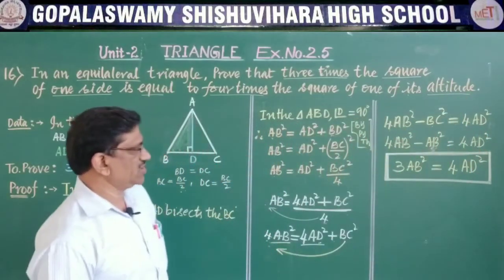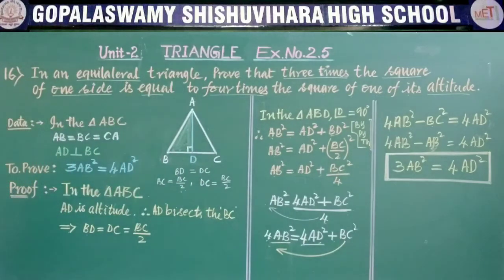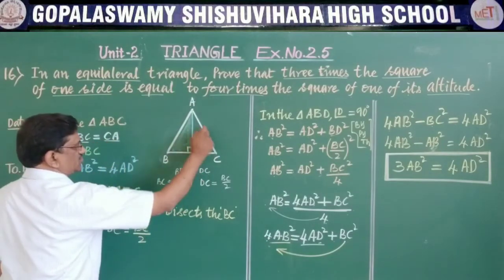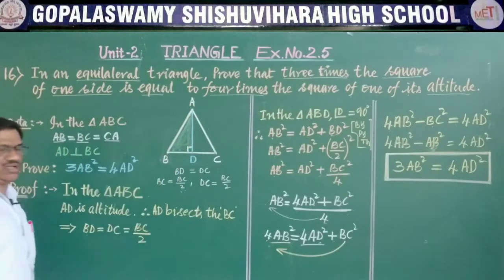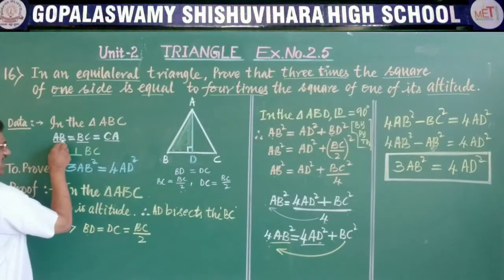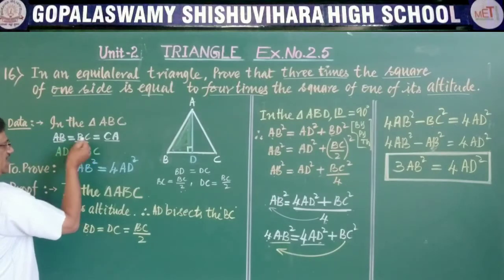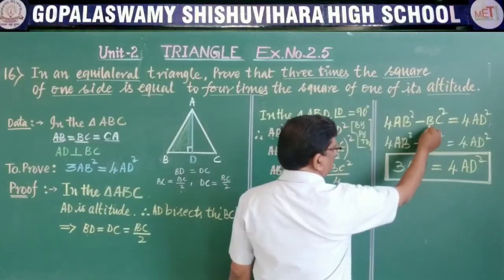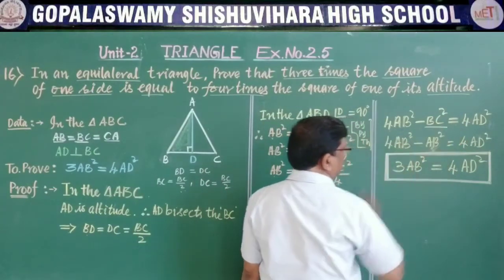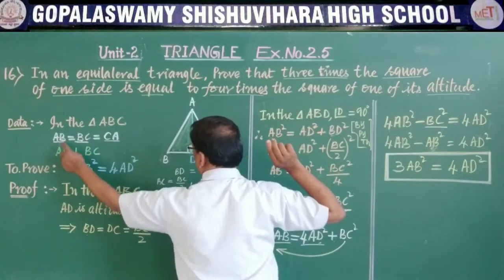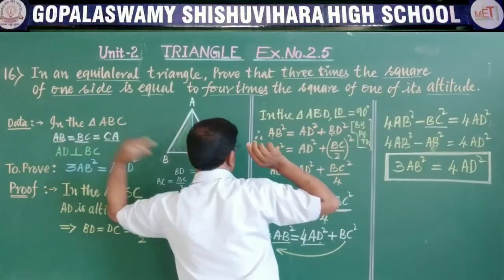Okay. Now children, here in the data we have shown here the length of AB is equal to length of BC is equal to length of CA, because it is an equilateral triangle. All the sides are equal. So that means we can replace AB by BC or BC by AB. Clear, children? So therefore in the place of BC square, that is in place of BC, I am substituting AB, because AB is equal to BC or BC is equal to AB.